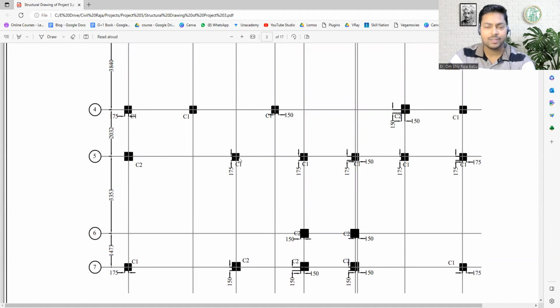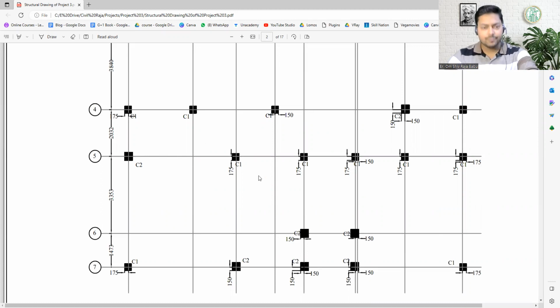C1 has the dimension of 300 by 300. That means the cross-sectional area is 300 by 300, so the length and the width are the same. In C2, the length is 350 and the width is 350 also. So you can call it a square column. When we have a rectangular column, then we also need to check the orientation of the column. That is another specification that we need to take care of. But in our drawing we have square columns, and these are basically easy to construct.